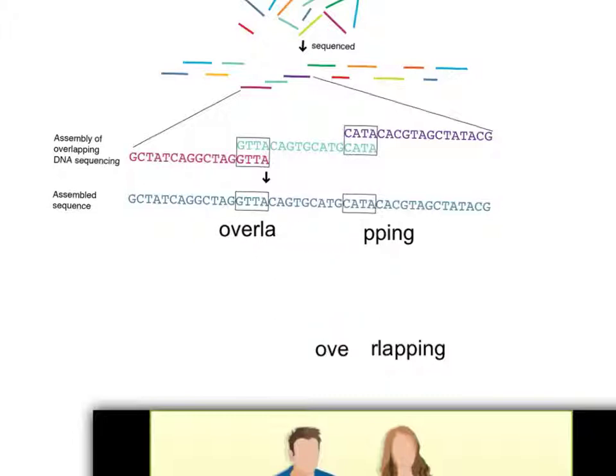However, if I also cut up the word "overlapping", but this time cut it after the E, so this is analogous to treating my fragment with a different restriction enzyme, what I would get is a different pattern. But again, I wouldn't know which way around these came, so I can't seem to move this. But what we can do is use overlapping regions to work it out.